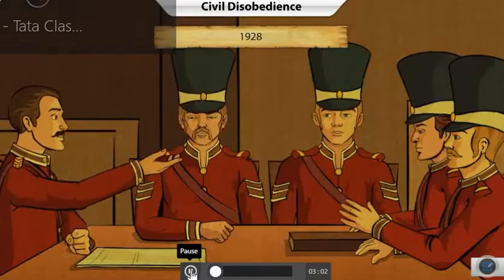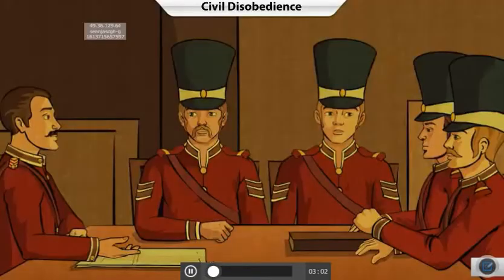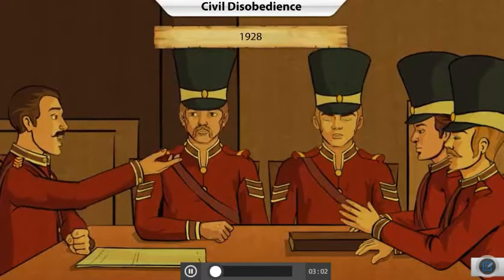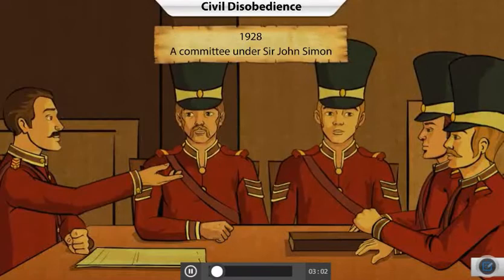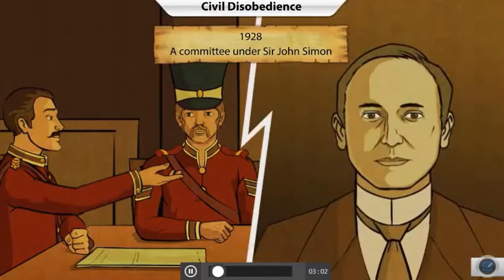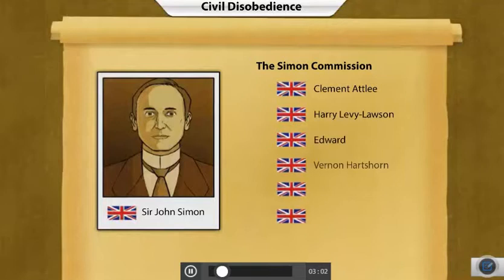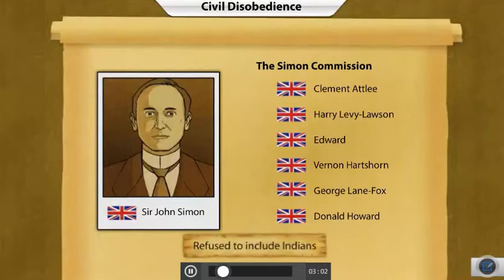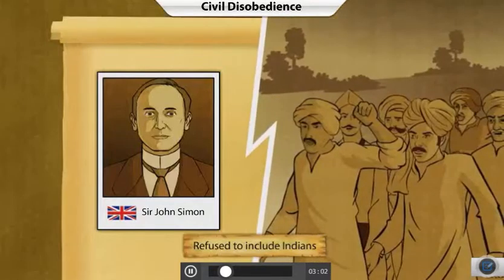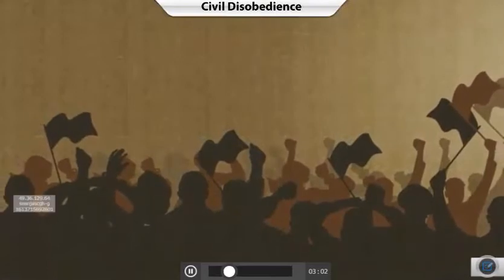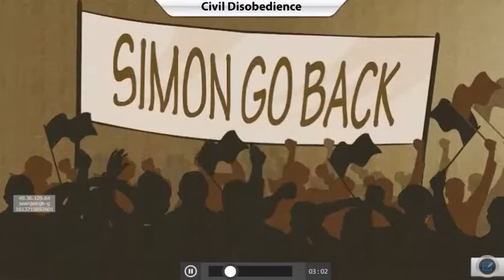The British wanted to change the way India was governed. For this, in 1928, they formed a committee under Sir John Simon. The committee was called the Simon Commission and had only British members. They refused to include any Indians in the committee. This decision angered the Indians. Demonstrations were held all over the country. Indians boycotted the commission and demanded that Simon go back.